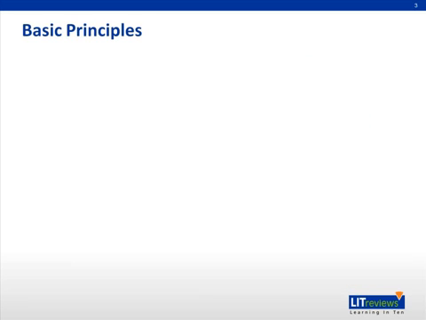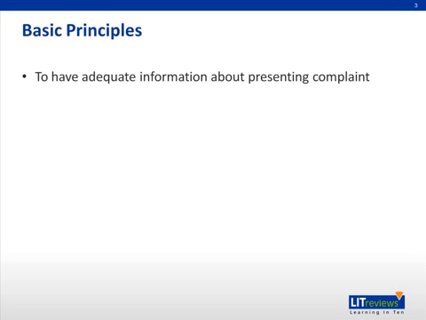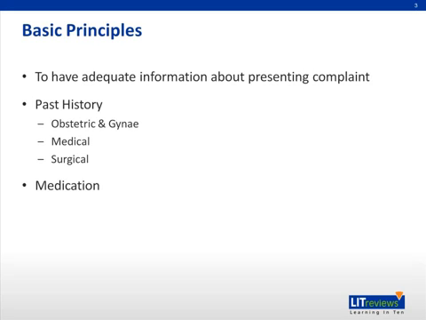The basic principles of obstetric history taking remain the same as with any other history. We need to have adequate information about the presenting complaint. We need to know the past obstetric and gynecological history, the past medical history and the surgical history. We need to know what medications they are on. We need to know their allergies, their social history and their family history.